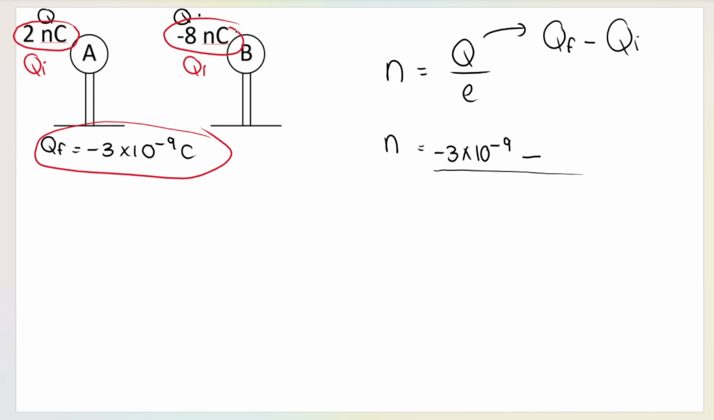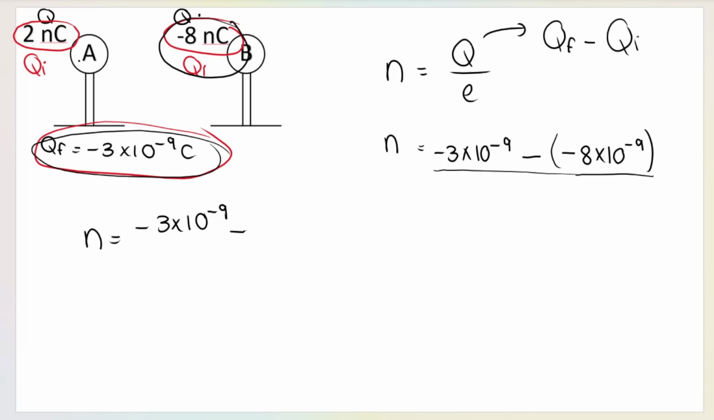Just please remember that if you decide to use the negative 8, you must put brackets and you must say negative 8. Let's use that one just to show you, times 10 to the negative 9. So you're either using that one or your alternative. Let's do both versions here. You can say final, negative 3 times 10 to the negative 9. There's your final, minus initial. Let's say you choose that one as your initial. I will show you that this gets you the same answer.